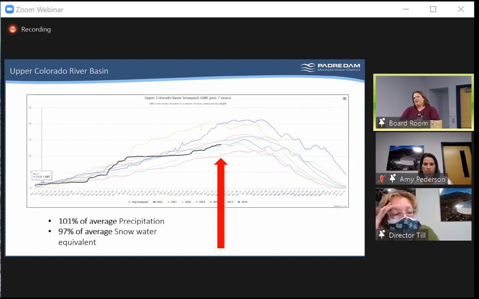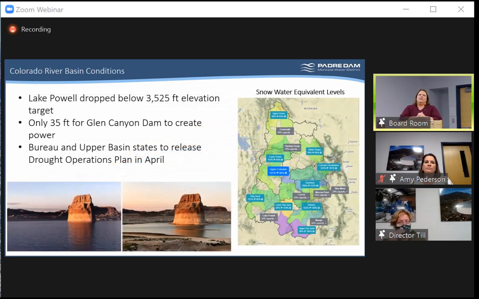Can you click one more time? Perfect. So these numbers are a little bit deceiving, because what you're hearing is that the precipitation on the Colorado River Basin is almost at that average amount. However, because they have such dry soils and they've been in this dry period for an extensive period of time, the water runoff that they're getting is not as high as they'd like because the soil is so dry. And so this slide shows where we're at precipitation-wise. The next slide gives a better picture of what the Colorado River Basin conditions are.